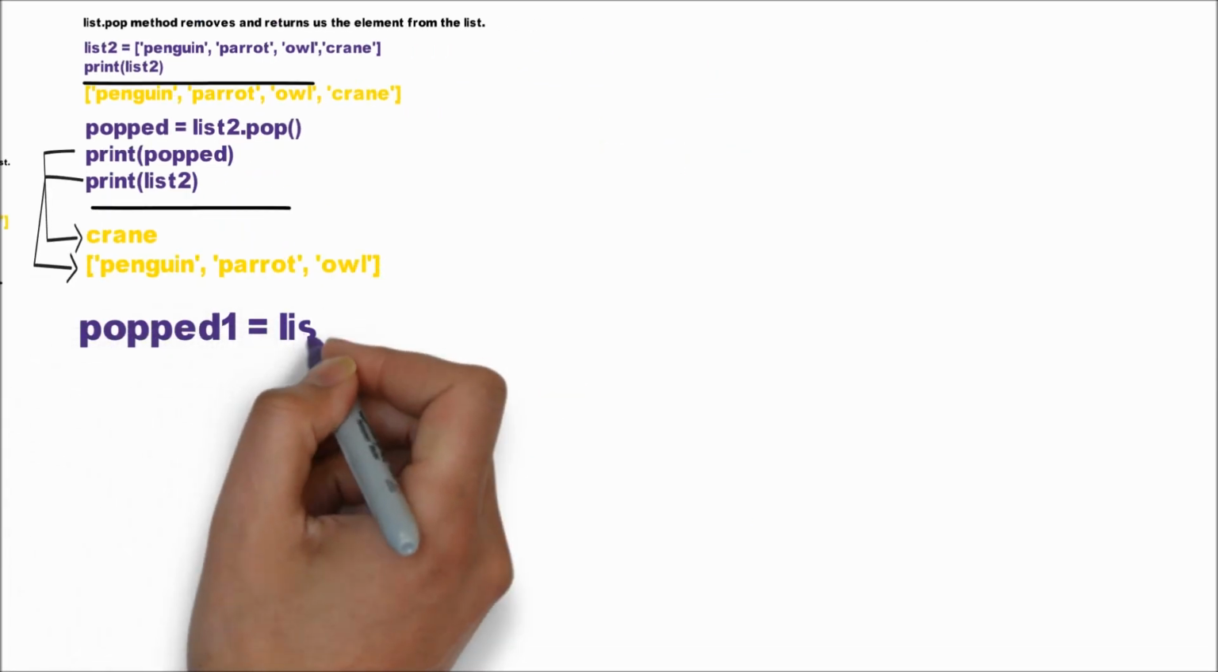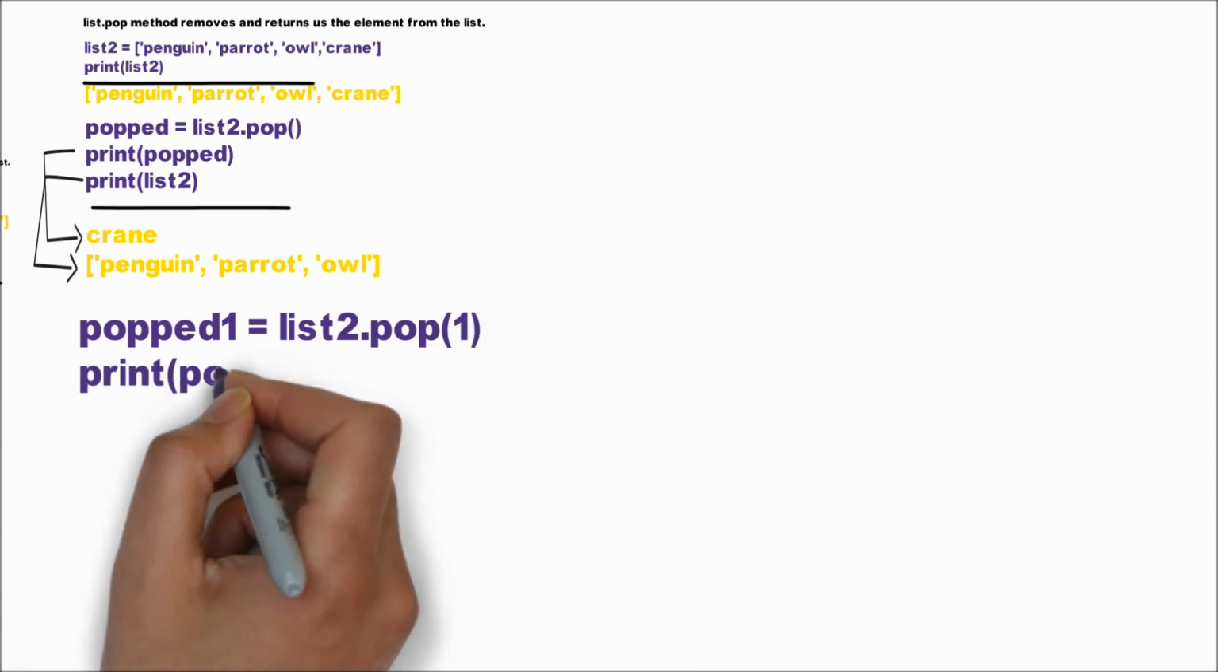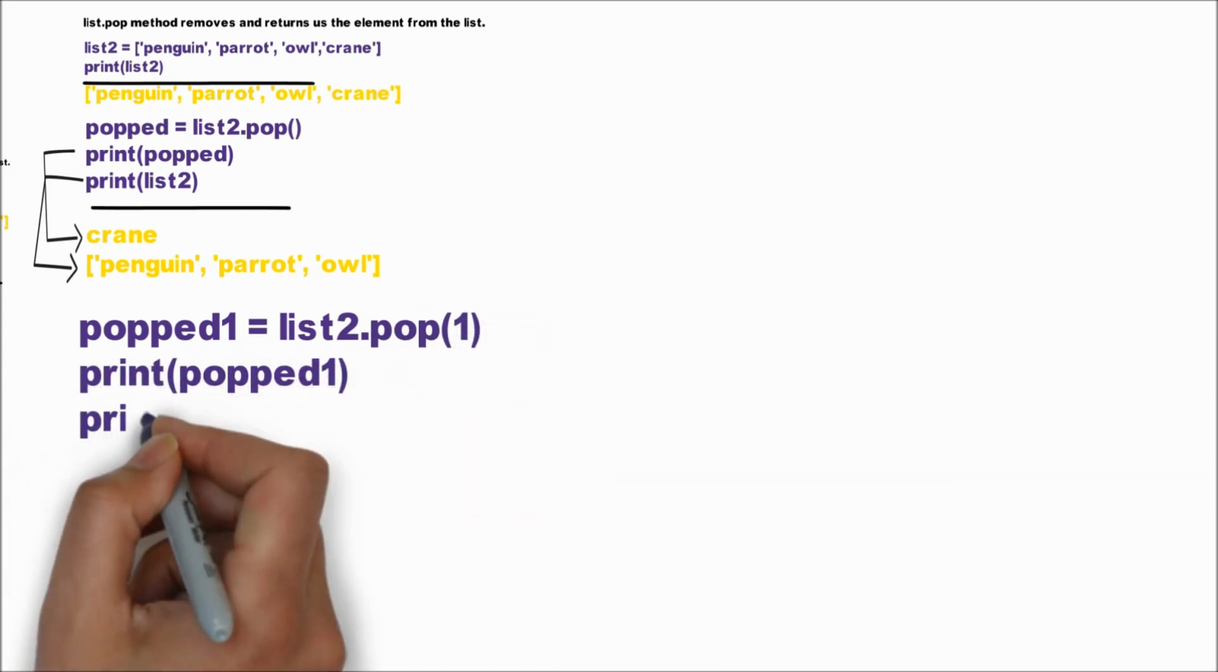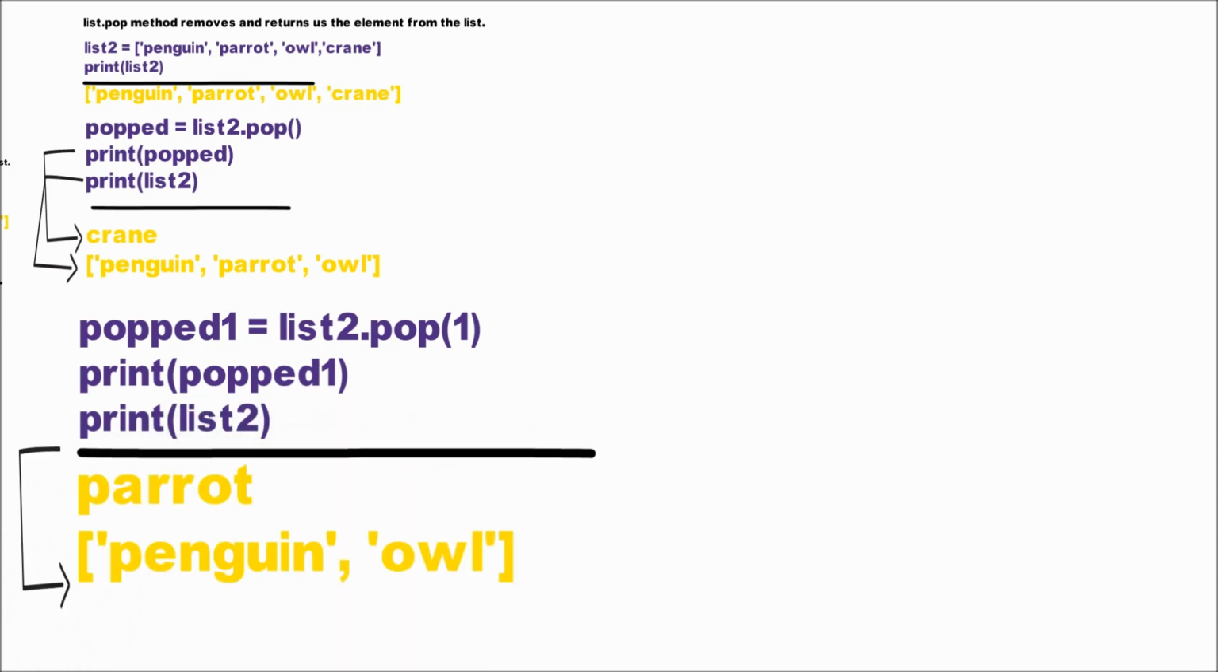We can also pass the index of an element to the list.pop method so that it returns the item of the given index. So in this case we are trying to remove and get the element at index 1, which is parrot.